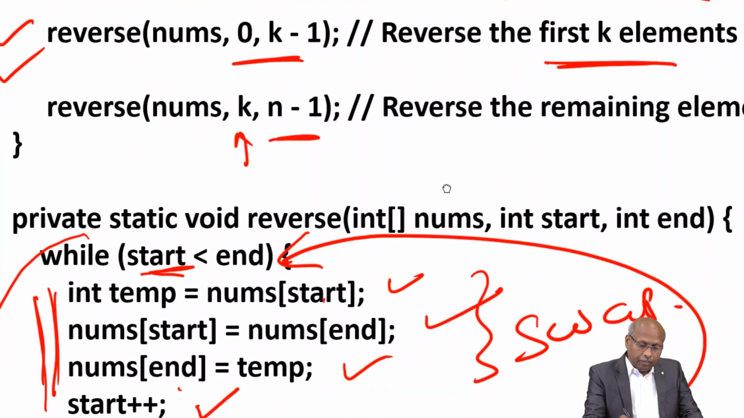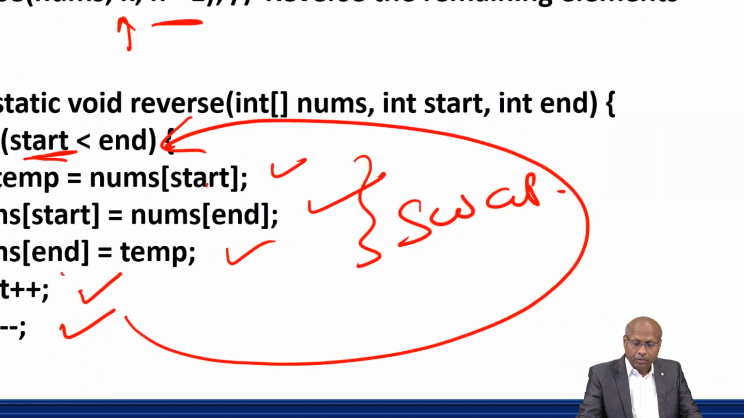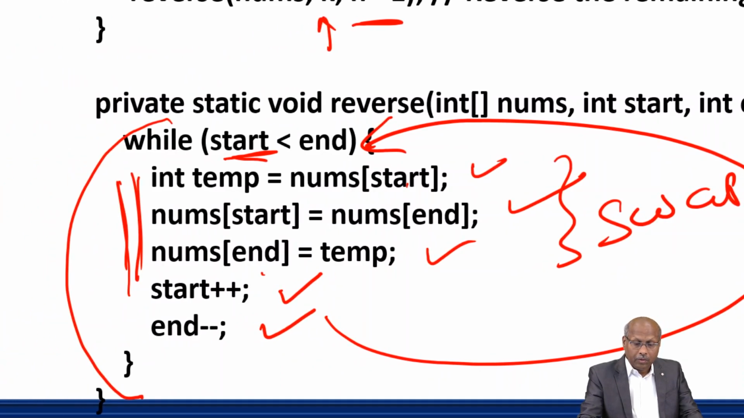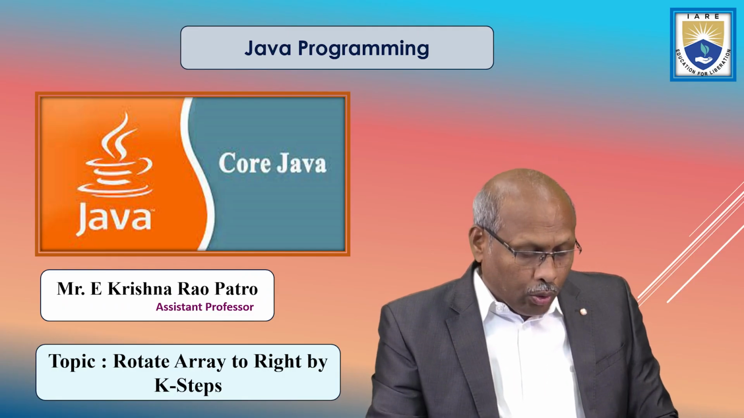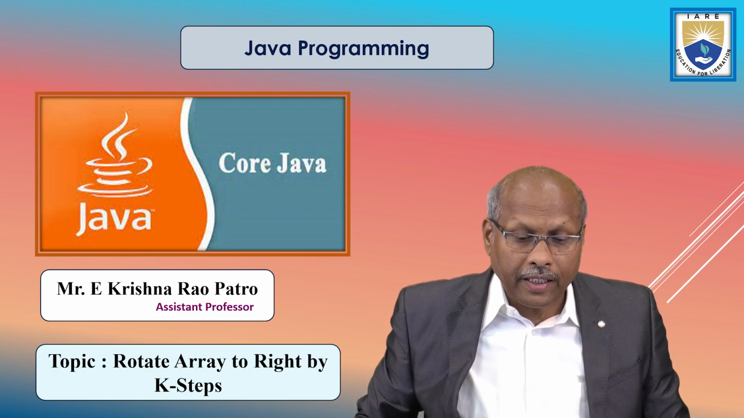Now you can see here, this is the logic for swapping. Fine. Now, after swapping, finally the original array is rotated by k steps. Now, let us see how to implement it through a program. Let us write a program for this.